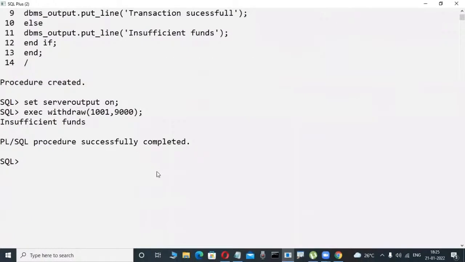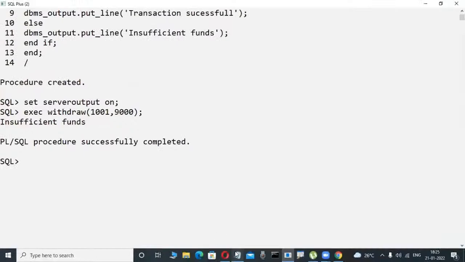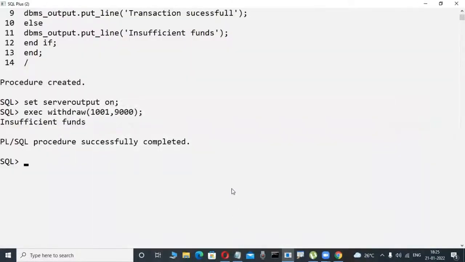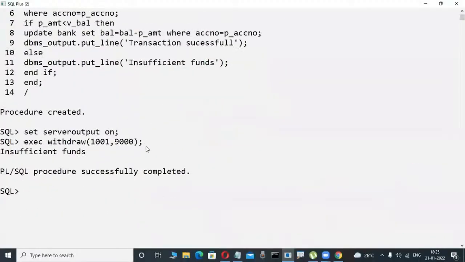Now, logically, observe here: insufficient funds is a message, it will be displayed. Suppose now check another case. OTP validation and all those things work the same way. Here, for example, my balance is 3,000. Now I try to withdraw 2,000 rupees, for example.